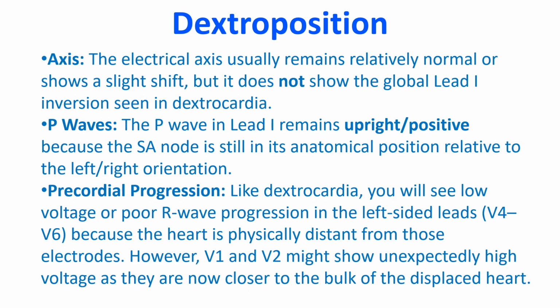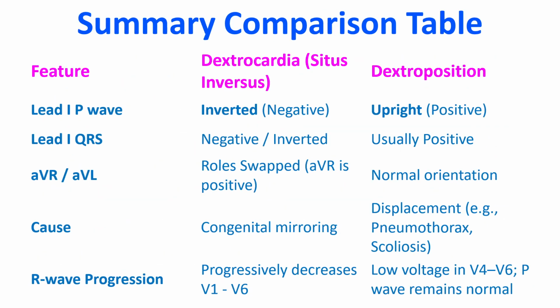Like dextrocardia, you will see low voltage or poor R wave progression in the left-sided leads V4 to V6 because the heart is physically distant from those electrodes. However, V1 and V2 might show unexpectedly high voltage as they are now closer to the bulk of the displaced heart. Here is a comparison.